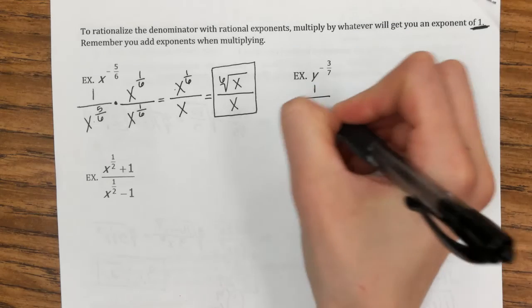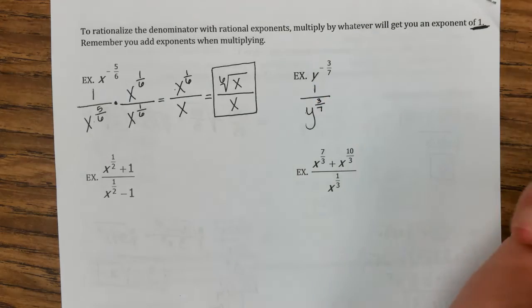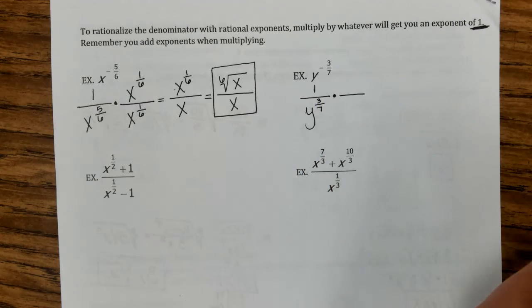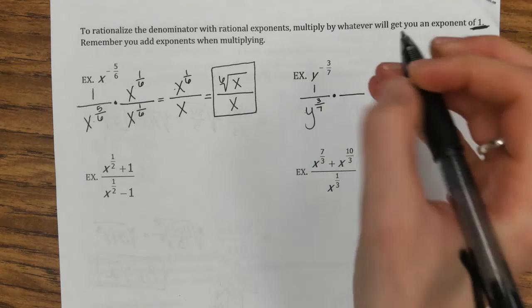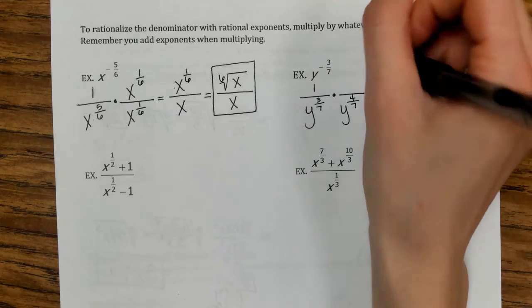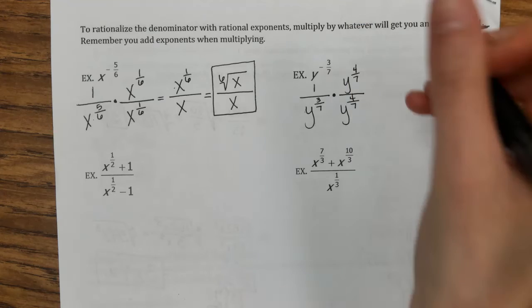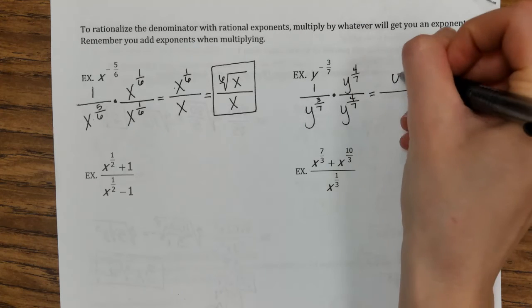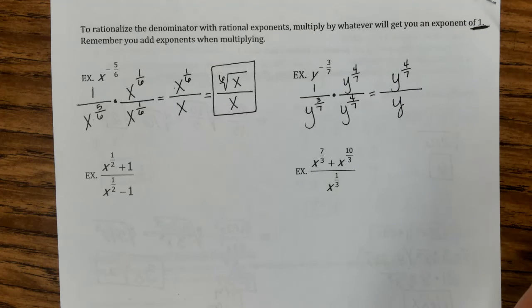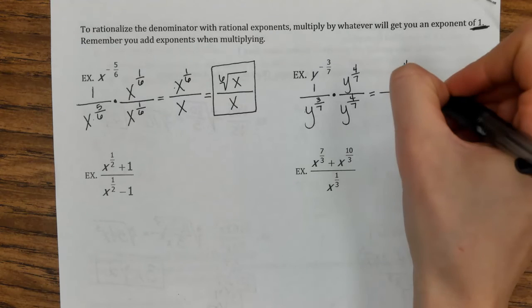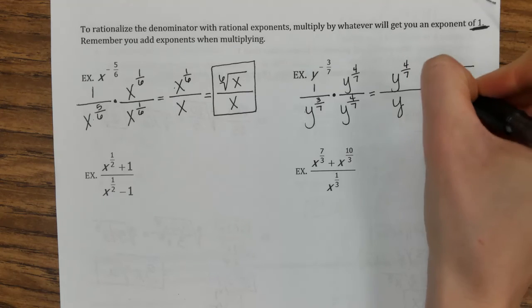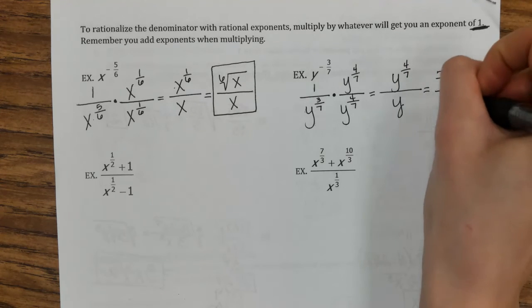I'm putting it 1 over y to the 3/7 power. I need how many total? 7. That's my denominator. I have 3 already. So what do I need to multiply it by? 4/7. So I get y to the 4/7 power over y. Put it in radical form. I've got the 7th root of y to the 4th over y.